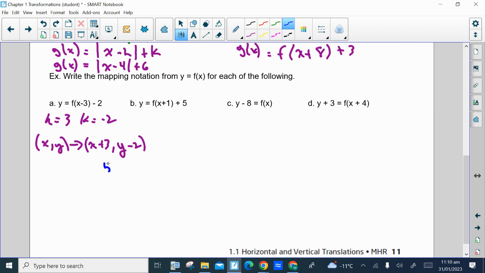For question B, our h value is negative 1, because the value of h is always the opposite of what it appears to be. K value is positive 5. So in this case, the graph is going to go 1 to the left, or you're going to subtract 1 from the x values, add 5 to the y values.